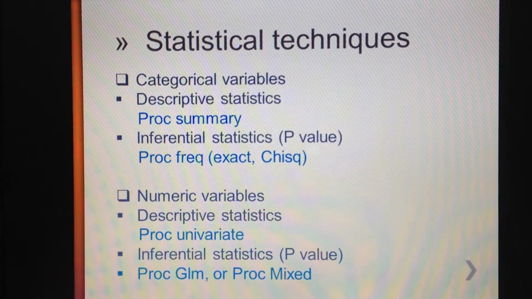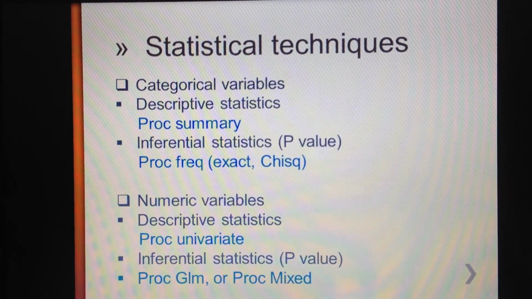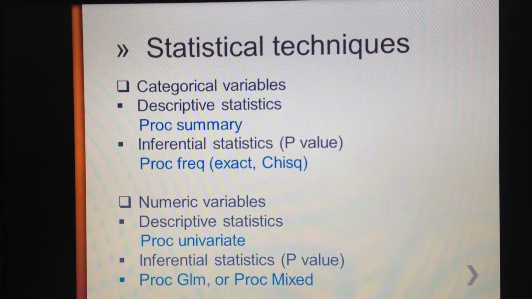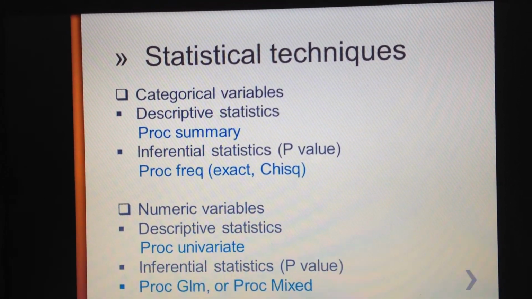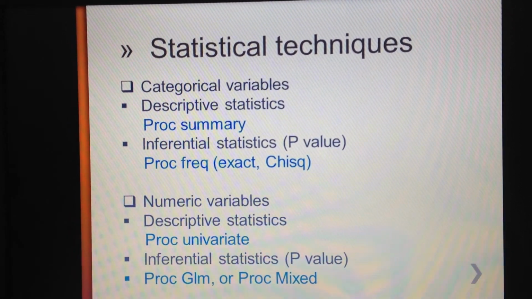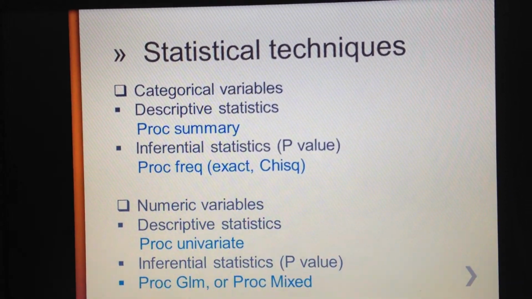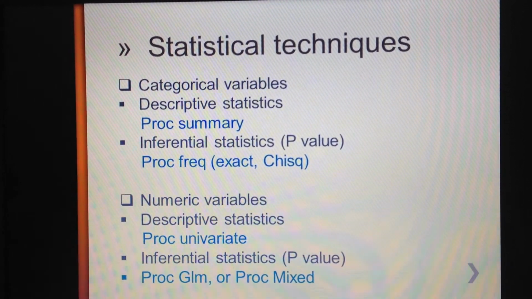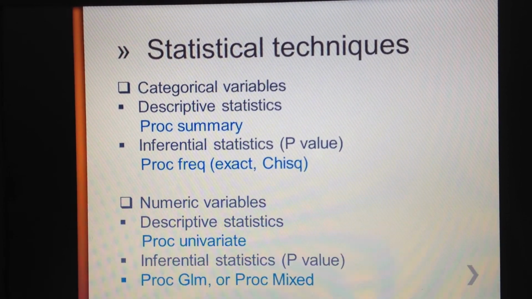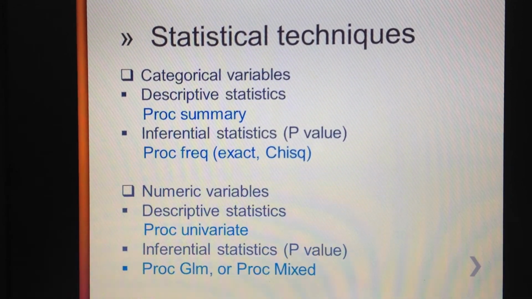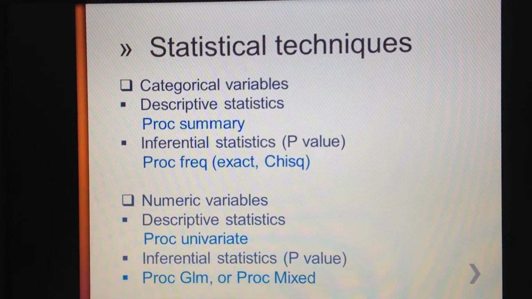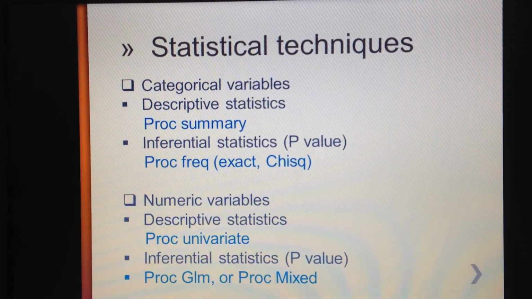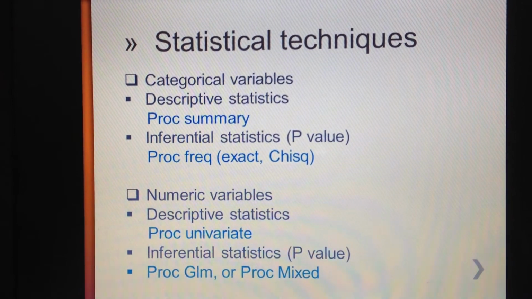For numeric variables, we obtain the descriptive statistics such as the number, mean, standard deviation, the minimum, median, and maximum by proc univariate. We use ANOVA test to get the comparison among different treatment groups by proc GLM, or most recently use the proc mixed.